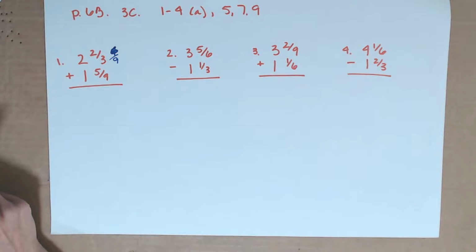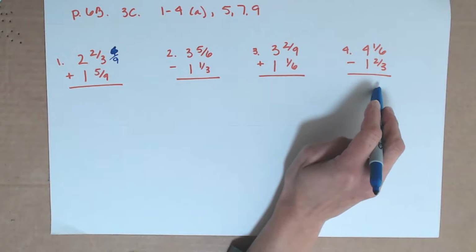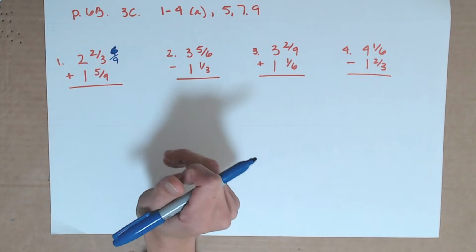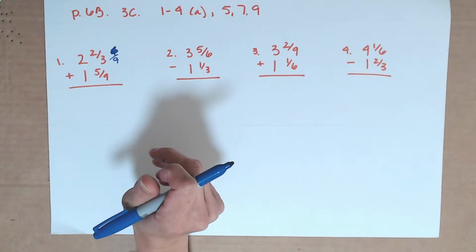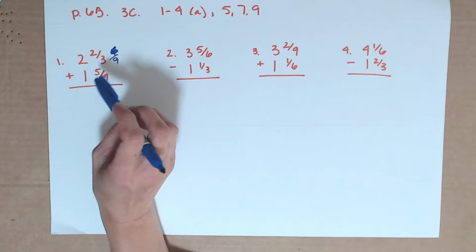We are on practice 3C, page 63 of the text. We're starting with numbers 1 through 4, part A only of those. I've written the problems here, and I've written them vertically because I think it's easier, but you don't have to solve them vertically. The first one is 2 2/3 plus 1 5/9.